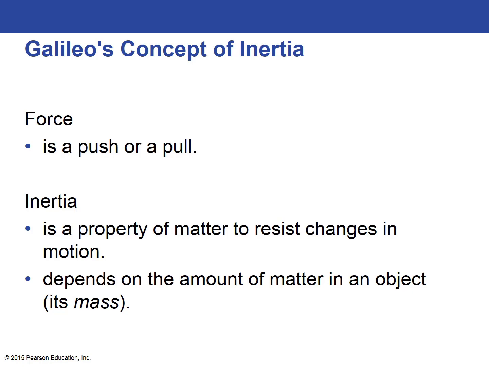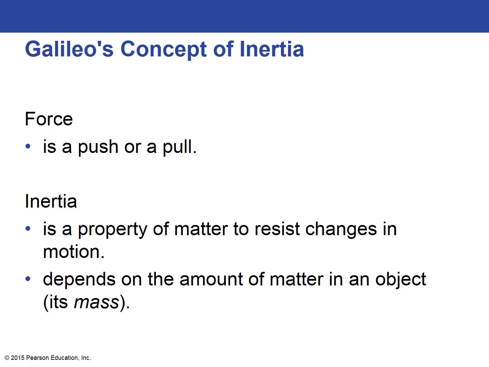The other point worth pointing out here, in terms of Galileo's concept of inertia, is that he regarded force as a push or a pull on an object, and of course, that's still true and valid today as well. Inertia is a property of matter to resist changes in motion, and it depends on the amount of matter the object has, or what we call its mass.